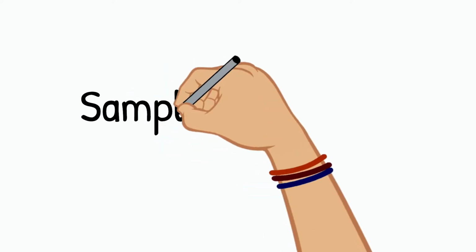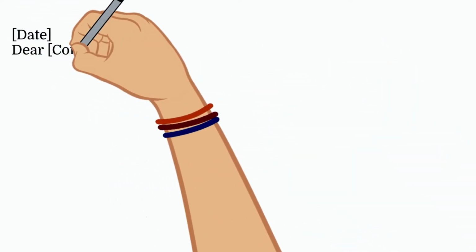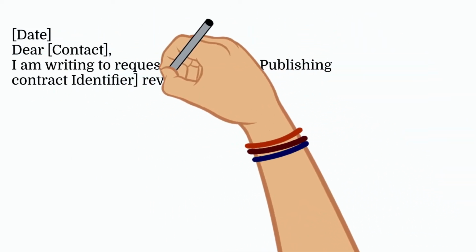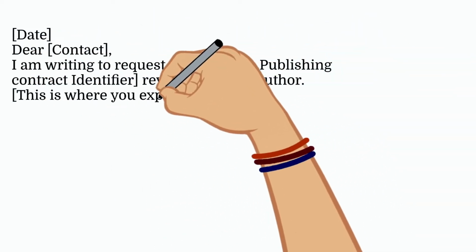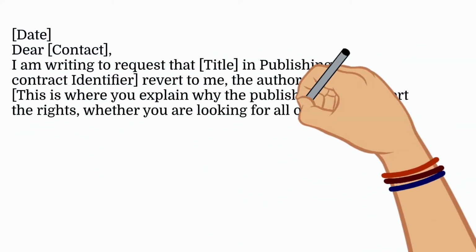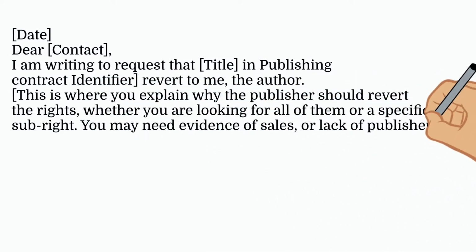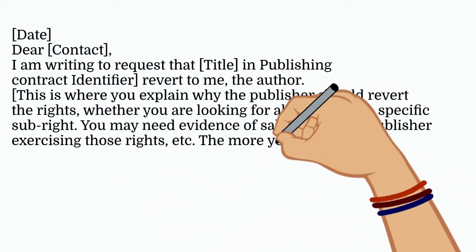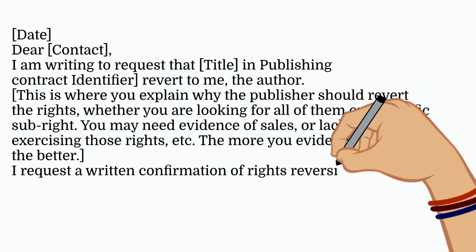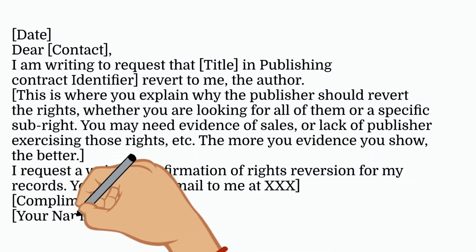Sample letter. If reversion specifications have not been met, I am writing to request that title in publishing contract identifier revert to me, the author. This is where you explain why the publisher should revert the rights, whether you are looking for all of them or a specific sub-right. You may need evidence of sales or lack of publisher exercising those rights, etc. The more evidence you show, the better. I request a written confirmation of rights reversion for my records.